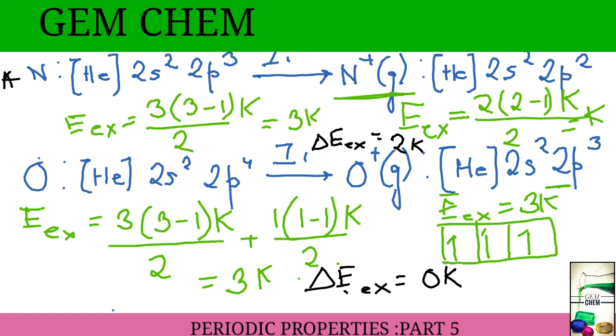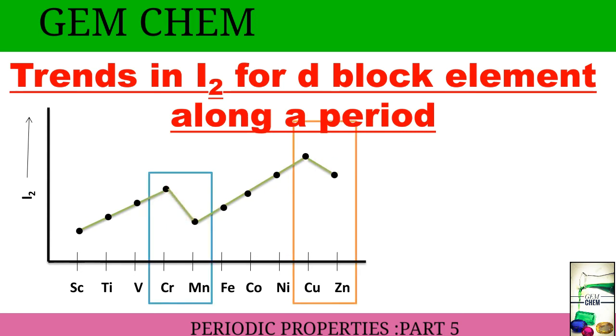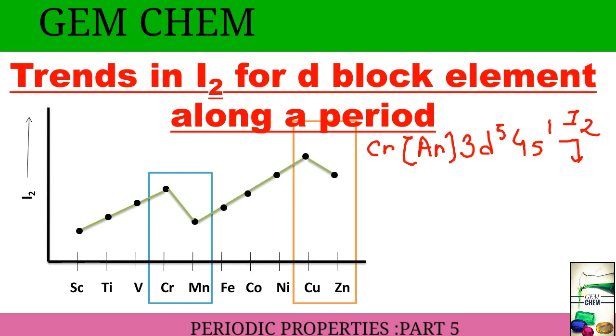Now we will go for 3d elements. See the trends in I2 value for d block elements along a period. Now for this we see an anomaly here and here, right? So we need to explain for chromium and manganese as well as copper and zinc. So we will first explain for chromium and manganese. Now for chromium, the configuration is argon 3d5 4s1, and on losing 2 electrons, giving out the I2 value, it gets converted to chromium 2 plus, and the configuration is argon 3d4.